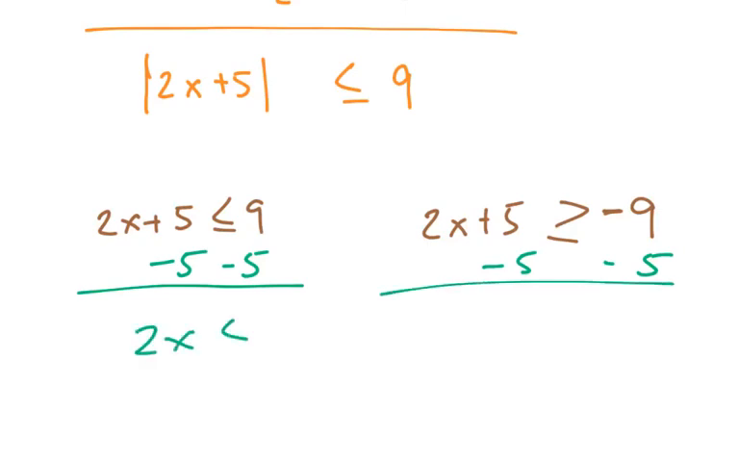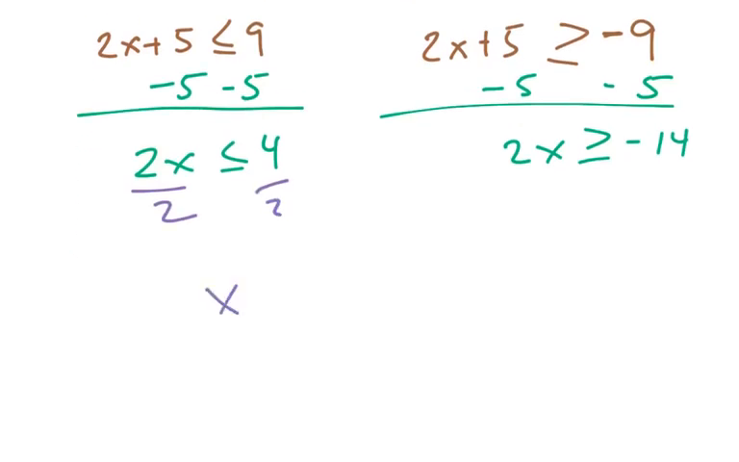We're going to get 2x is less than or equal to 4. Here we're going to get 2x is greater than or equal to negative 14. This one comes out nicer. Divide through by 2. X is less than or equal to 2. Divide through by 2. X is greater than or equal to negative 7.